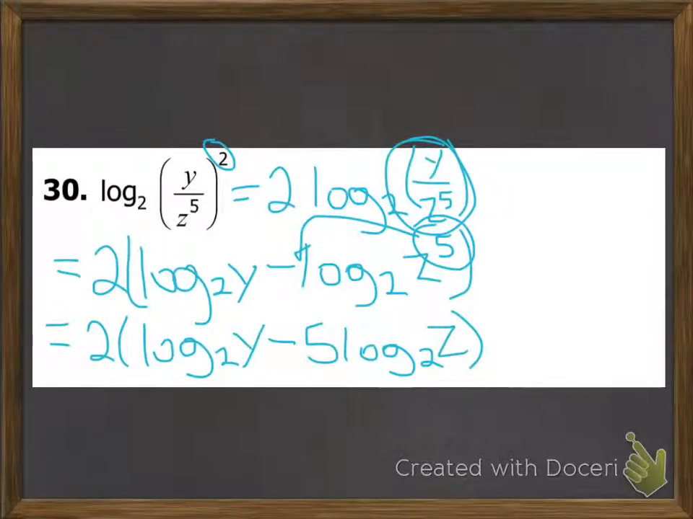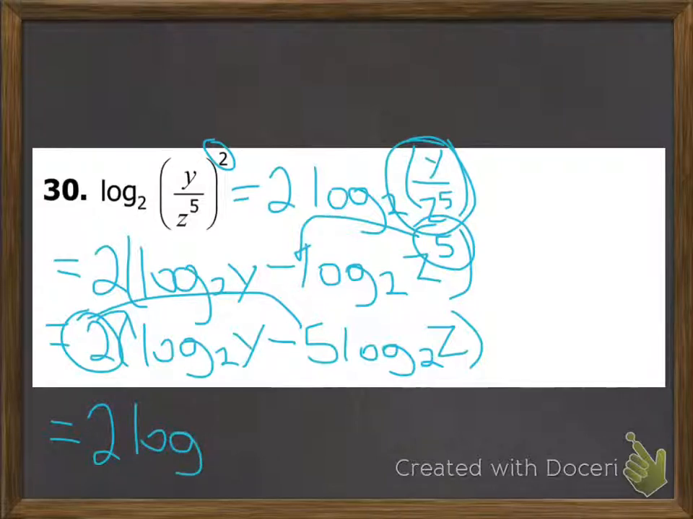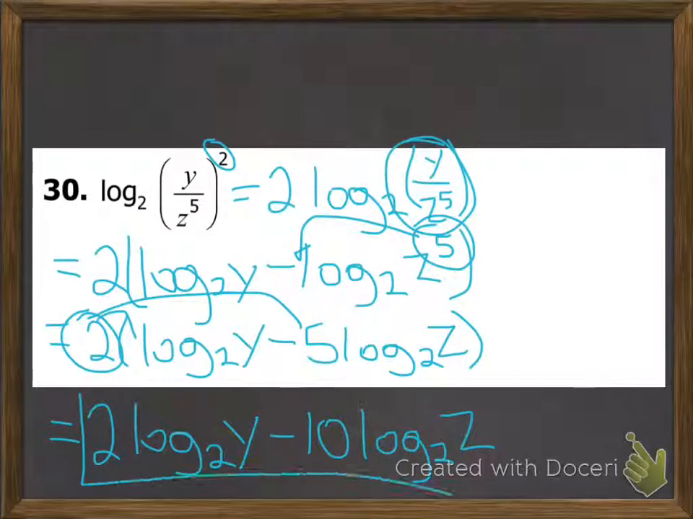And just like the last problem, we're going to take the 2 that is being multiplied out front and go ahead and multiply it to both of the logs. So your final answer is going to be 2 log base 2 of y minus 10 log base 2 of z. And then this is your final answer for this one.